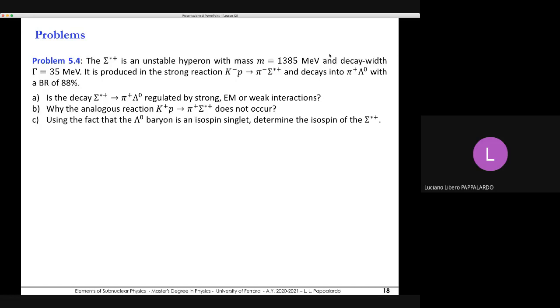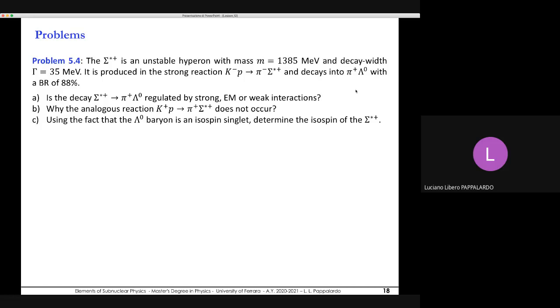Problem 5.4. The sigma star plus is an unstable hyperon with a mass of 1385 MeV and a decay width of 35 MeV. It is produced in the strong reaction K minus proton into pi minus sigma star plus, and it decays into pi plus lambda 0 with a branching ratio of 88%, so with a very high probability into this specific channel.